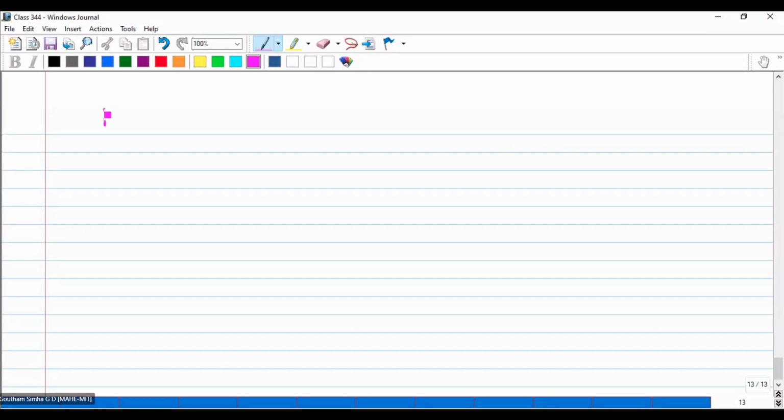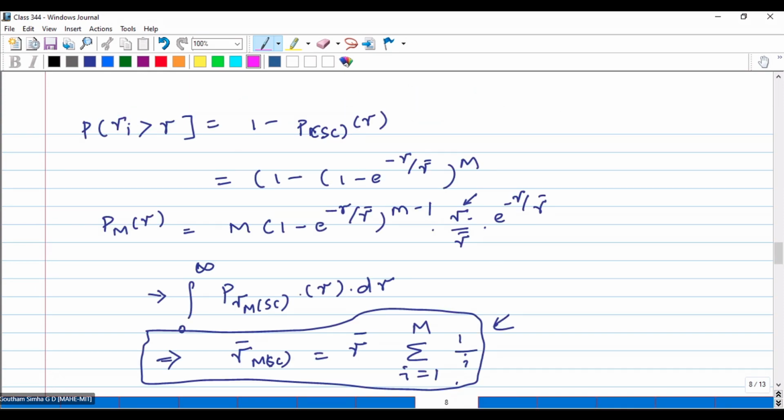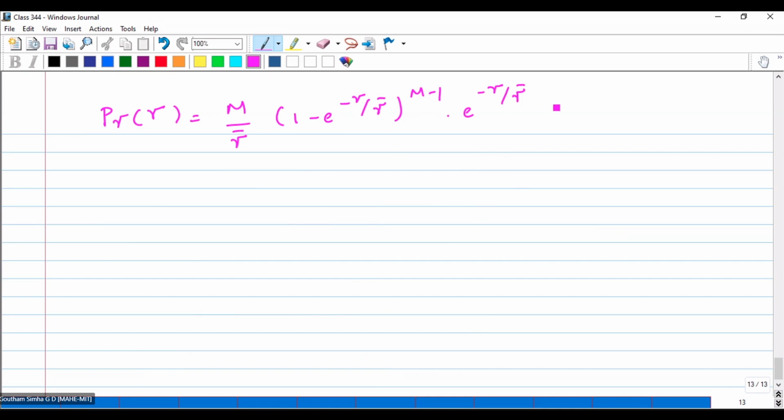First, you have to choose P gamma in such a way that P gamma of gamma is equal to m by gamma bar, that is 1 minus e to the power of minus gamma by gamma bar, to the power of m minus 1, into e to the power of minus gamma by gamma bar. This is the same equation that we have followed earlier. Okay. So in this equation, what happens?